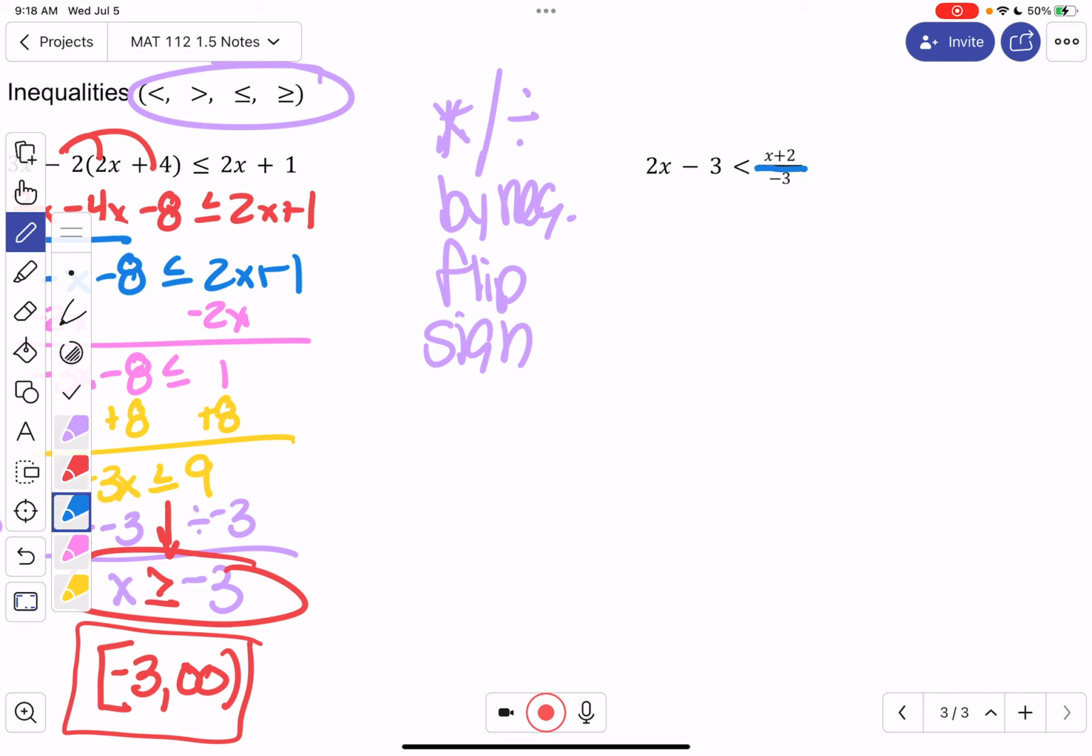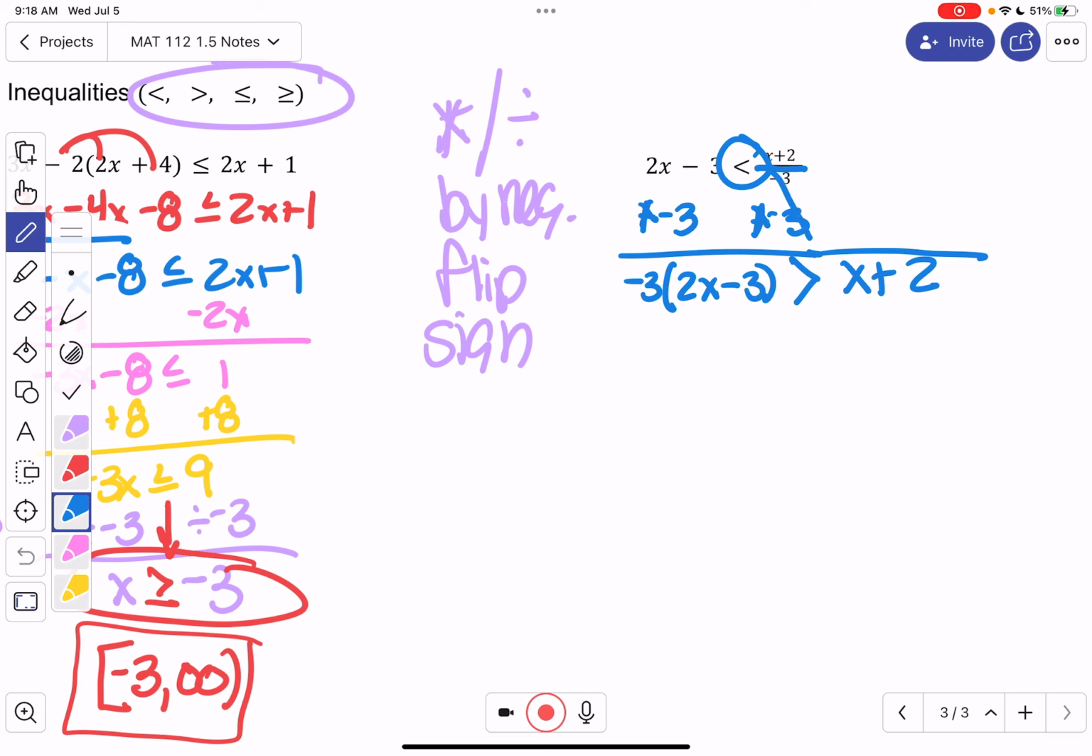A fraction represents division, and to undo division, we're going to multiply. So we're going to multiply both sides by -3, which is going to flip this sign because it's a negative. And here's what we're left with. Cancels here, put on the outside of parentheses there, we're good.